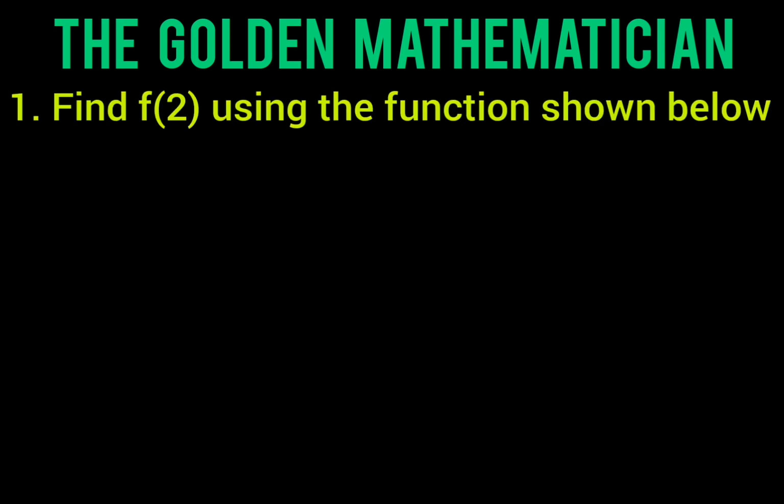So our first question is: find f of 2 using the function shown below. We have f of x is equal to x cubed plus 5x squared minus 9. Well, you may ask, what kind of a question is this? But by the time you get to understand functions more and more, you see that this question just involves simple substitution.